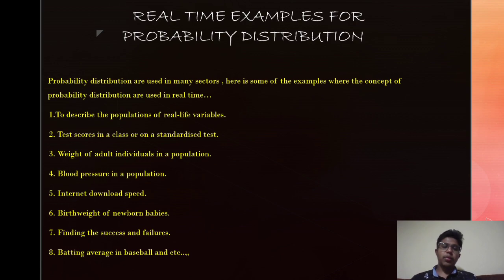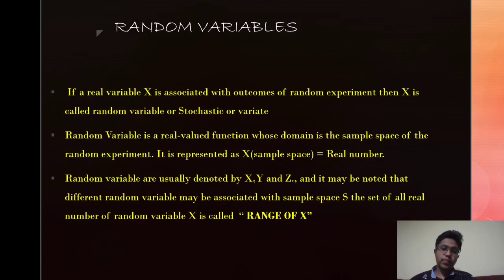Real-time examples. Probability distributions are used in many sectors. Here are some examples where the concept of probability distributions is used in real time: to describe the population of real-world variables, test scores in a class or a standardized test, weight of adult individuals in a population, blood pressure in a population, internet download speed, birth weight of newborn babies, finding success or failures, batting average in baseball, and so on.